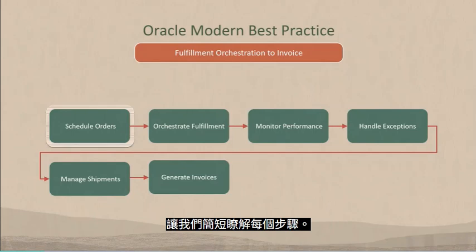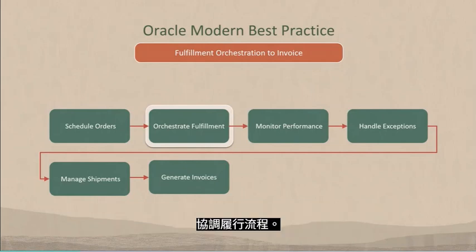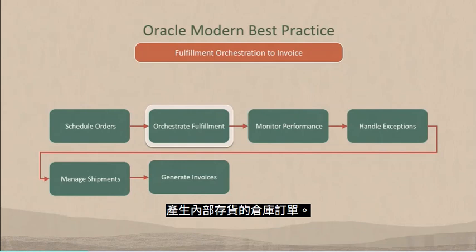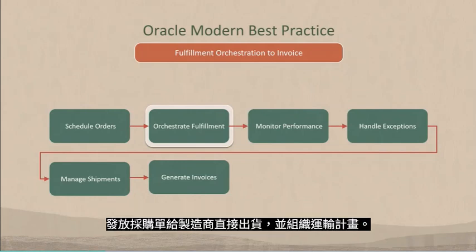Schedule orders. Determine optimal fulfillment sources using business rules, such as cost and delivery time, with the ability to split orders if required. Orchestrate fulfillment. Generate warehouse orders, reserve the required quantity from inventory, in-transit or WIP supply, and establish back-to-back orders. Issue purchase orders to drop shipment providers, and organize transportation plans.